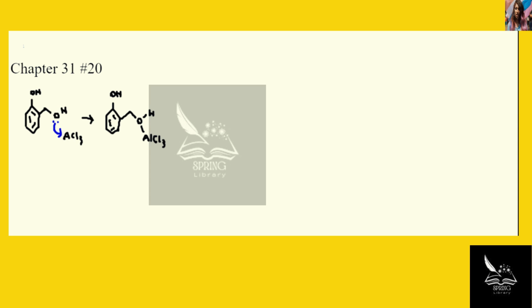So this oxygen now has a positive charge on it. It has 3 bonds. And so in order to alleviate that charge, the oxygen will leave. The electrons of this bond will revert to the oxygen, which will take off, and we will get to this point.